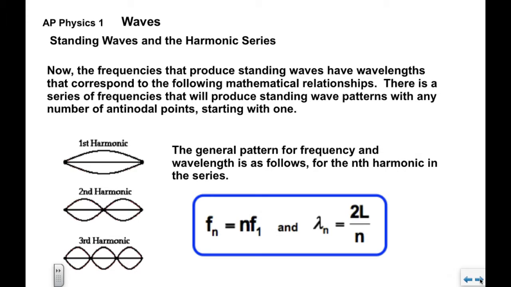So we see there's a pattern. The frequency of the nth harmonic, if we're looking at the fourth or fifth or sixth, n is the nth harmonic. If we're looking at the frequency of the nth harmonic, it's basically n times the fundamental. So the fourth harmonic is 4 times f1, the fifth harmonic is 5 times f1, and so on. The wavelength of the nth harmonic is 2L over n. So n is, again, whichever harmonic we're looking at, and the wavelength of that frequency is 2L divided by n.